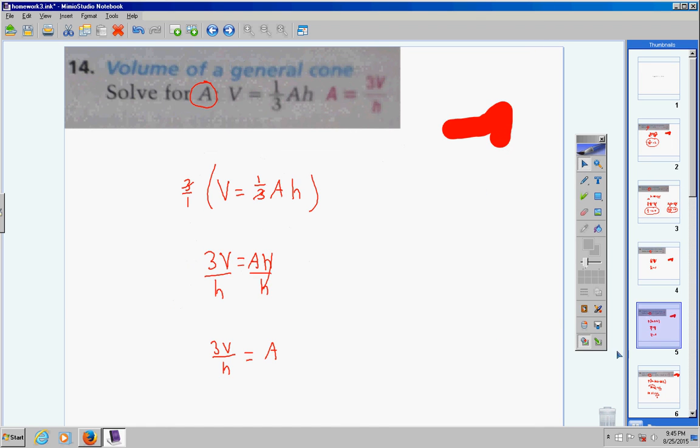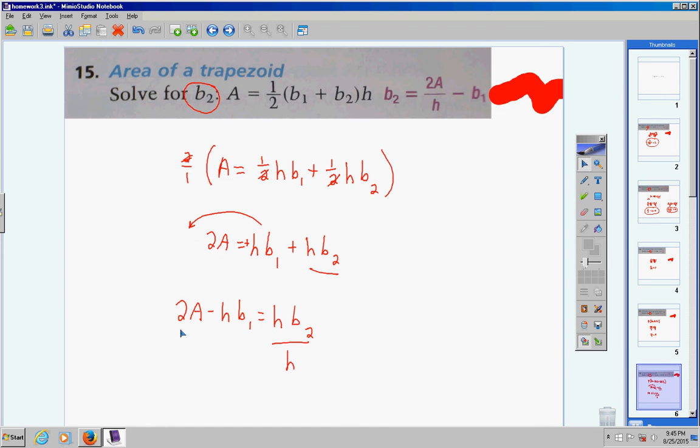Here, they divided each term by h. I'm not sure why, but we're going to do it the way I've taught you, which is divide this term by h, divide this term by h, divide this term by h, okay? So you're left with, here's your equal sign. On the right side, these cancel, leaving you with b subscript 2.